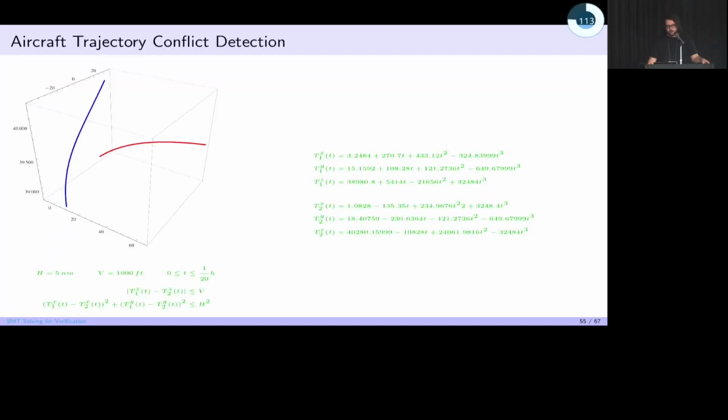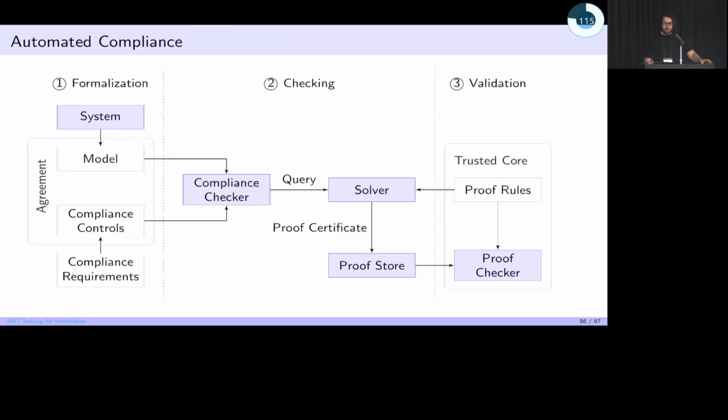Yeah, and you can do hybrid systems verification because you can reason about nonlinear arithmetic as well, and so on and so forth, as long as your SMT solver can handle this kind of stuff. But one thing I wanted to mention is automated compliance.